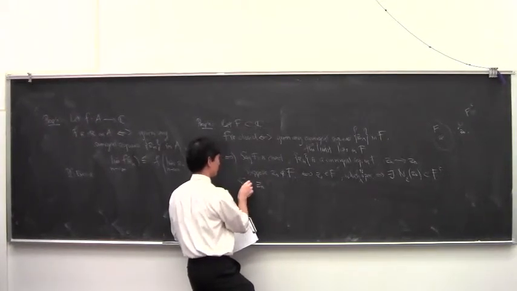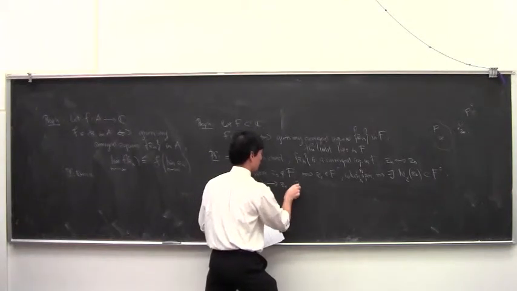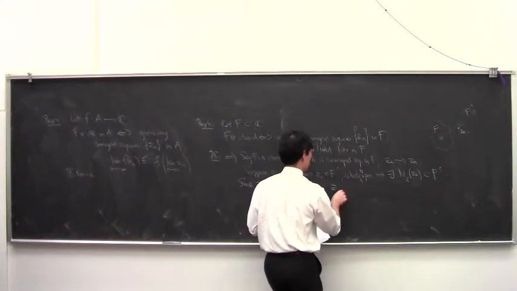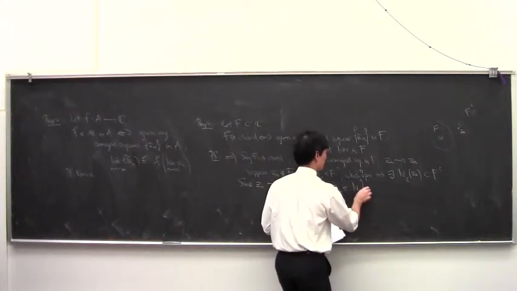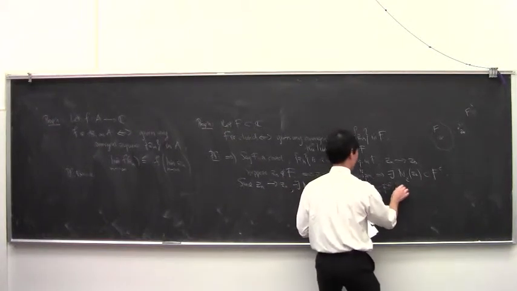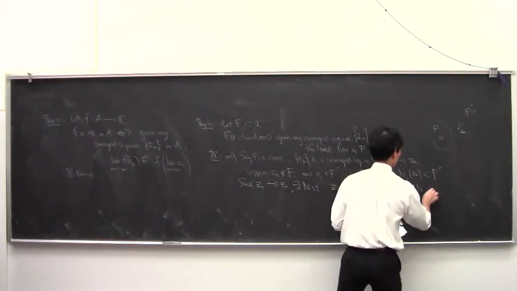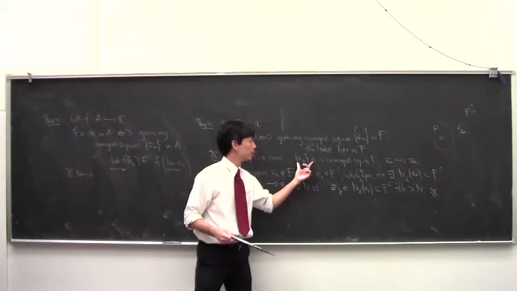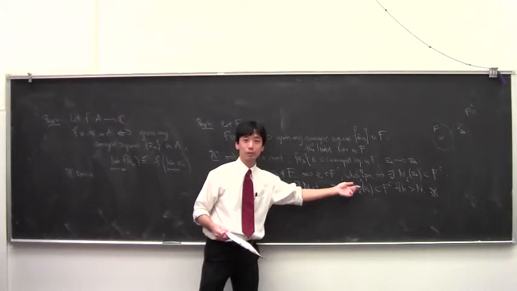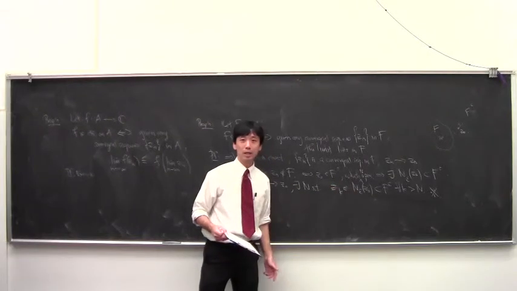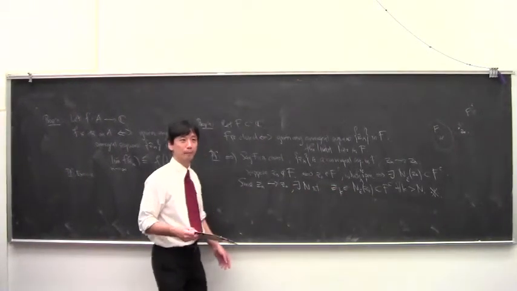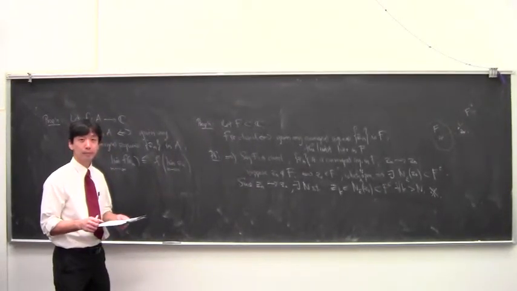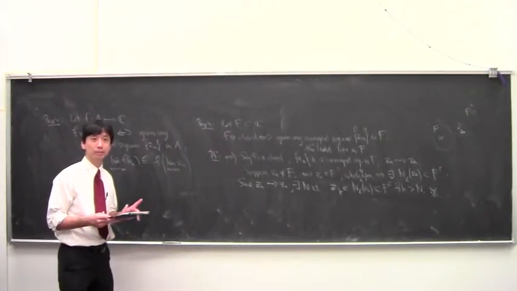Since Z_n converges to Z_0, there exists an N such that Z_k lies in that neighborhood for all k bigger than N. Well, that's a contradiction, right? Because supposedly this sequence lay in F, but it seems like all but finitely many of them lie in F complement. Okay. Any questions?